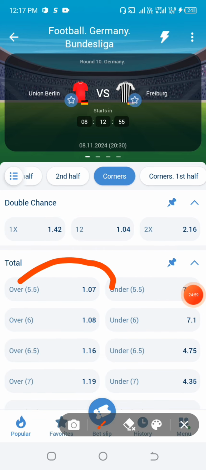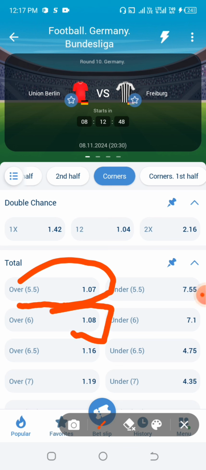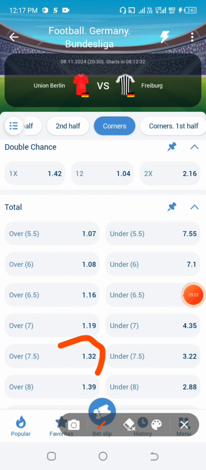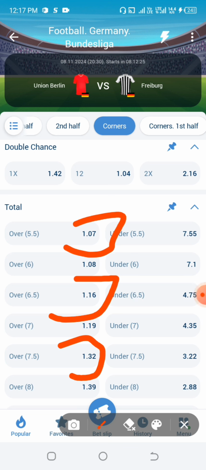and surely you should be getting very low odds on corners, as low as over 5.5 at 1.07 odds, over 6 at 1.08 odds, over 6.5 at 1.16 odds, and over 7, that is Asian over 7 corners. If you use this market and the game ends up in exactly 7 corners, they are going to refund your money. And if you are going for over 7.5, that is 1.82 odds, over 6.5 is 1.16 odds, and over 5.5 is 1.07 odds.